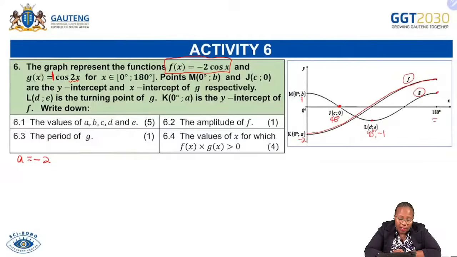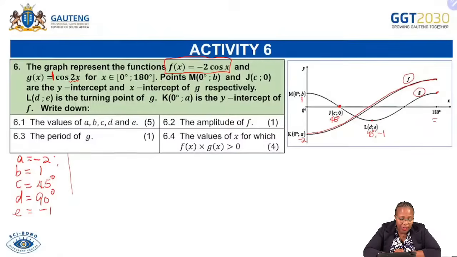Okay. And then what is B? B is equal to 1. And the C is equal to 45 degrees. And the D is equal to 90 degrees. And the E equal to a -1.